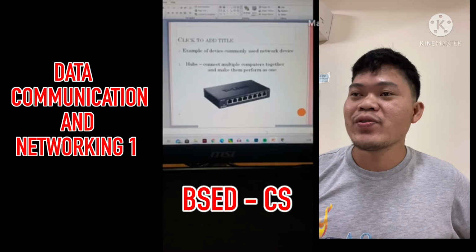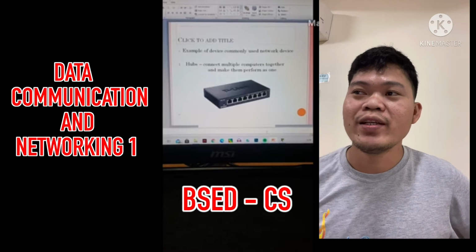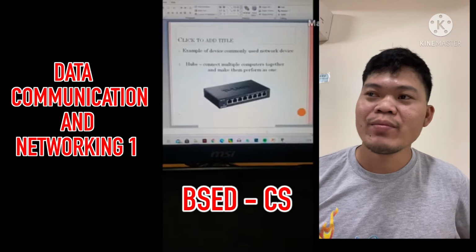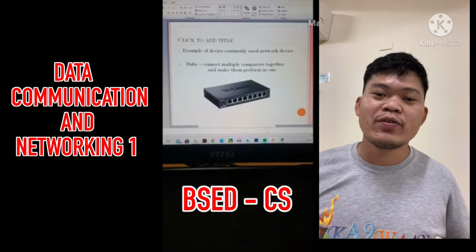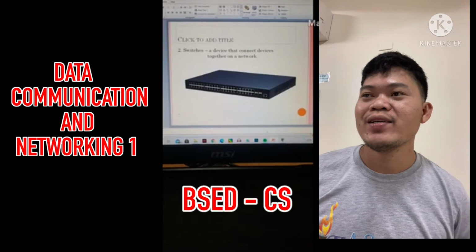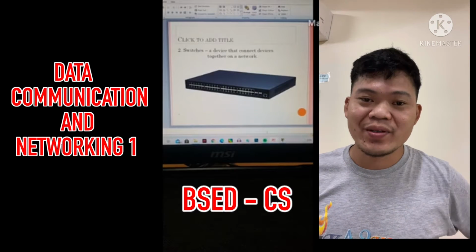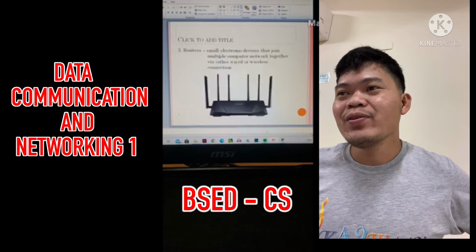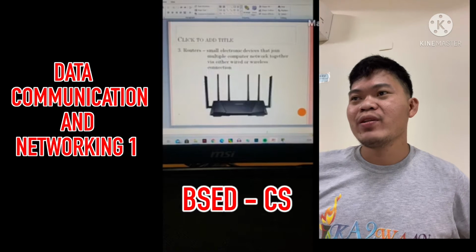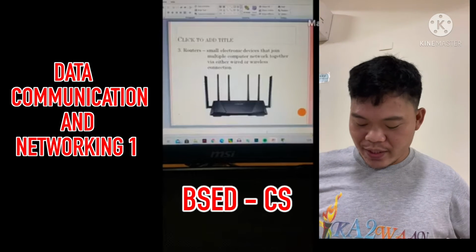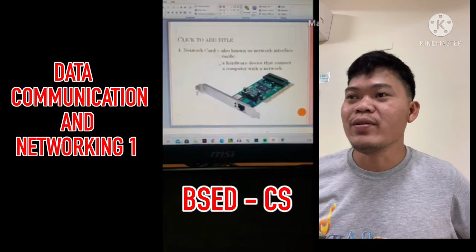These are examples of commonly used network devices. Now we have hubs, which connect multiple computers together and make them perform as one. Then we have switches, a device that connects devices together on a network. Here's the example. Then we have routers, small electronic devices that join multiple computer networks together via either wired or wireless connection. Here is an example.